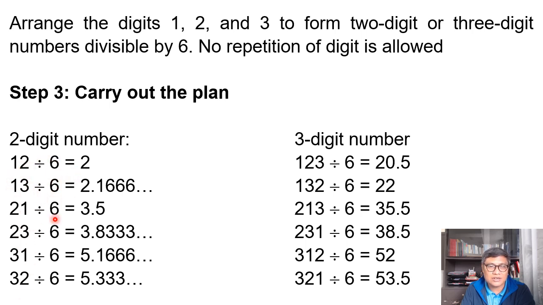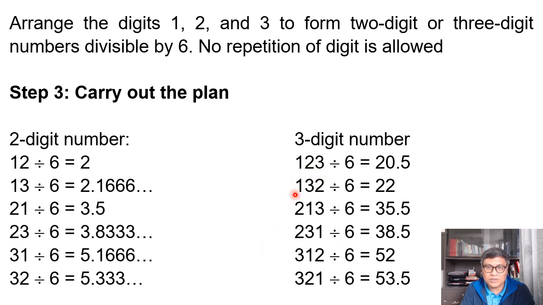Then I'm going to start dividing it by 6. Then, of course, what I will look for is a whole number, because when you divide it by 6 and the result is a whole number, it means that it is divisible by 6. So here I only have 1, but among the 3-digit numbers, these are the possible combinations.